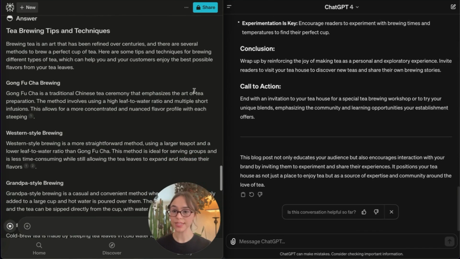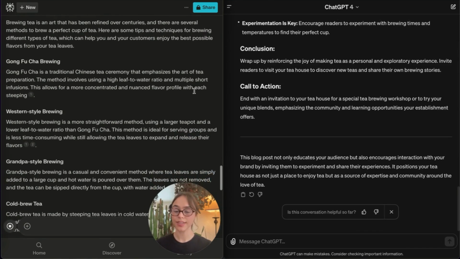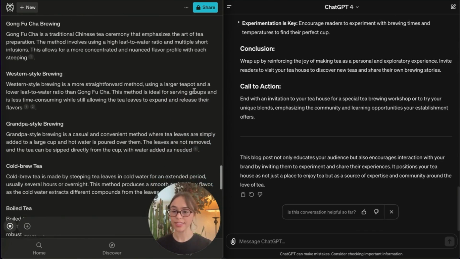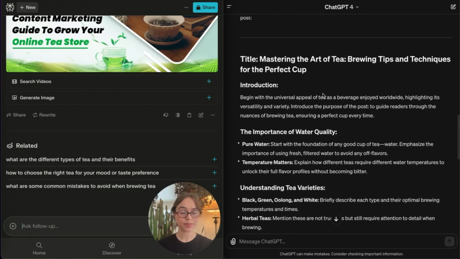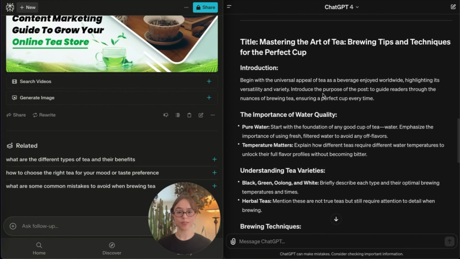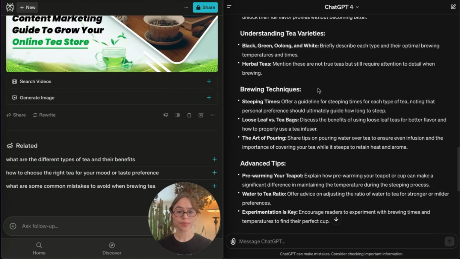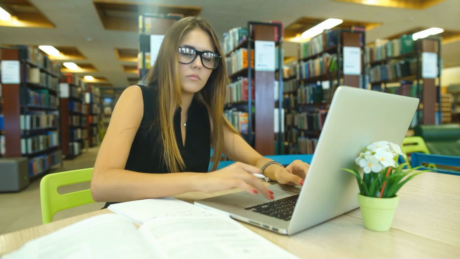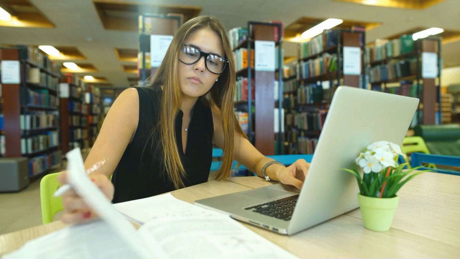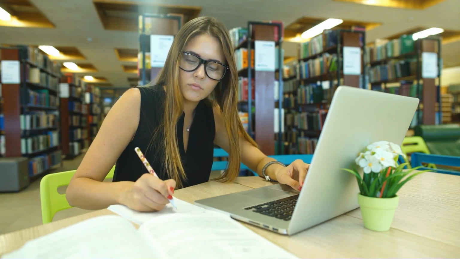Perplexity gave me a pretty succinct list of different tea brewing philosophies and styles and the respective temperatures for each of them. ChatGPT has come about it a different way, overviewing by different sections, importance of water quality, and then various teas, and then brewing options. These are both pretty good articles, and I would start with either of them as a first draft of the blog I was writing.